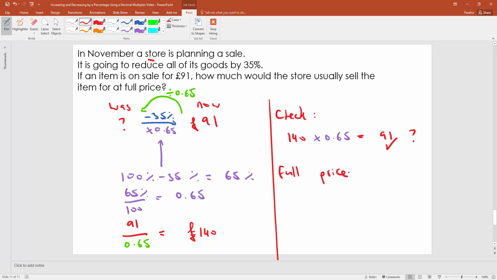We've actually got a whole video on this kind of question. It's called reverse percentage change for obvious reasons. The link will be in the description for that video. So the full price was 140.